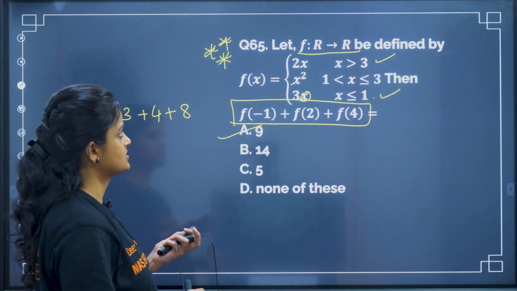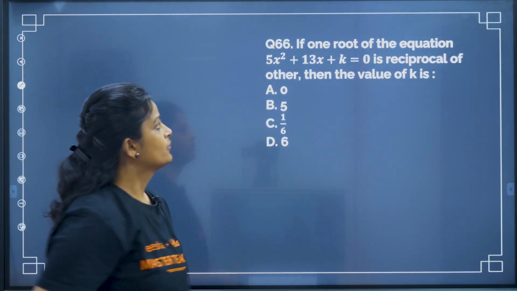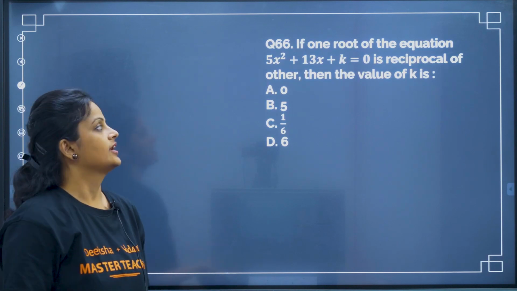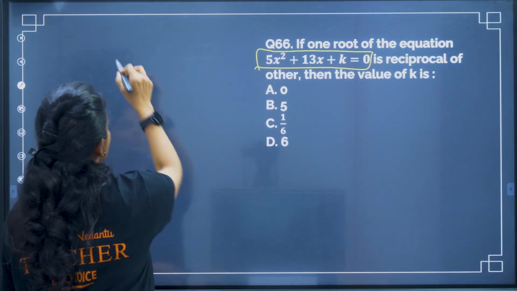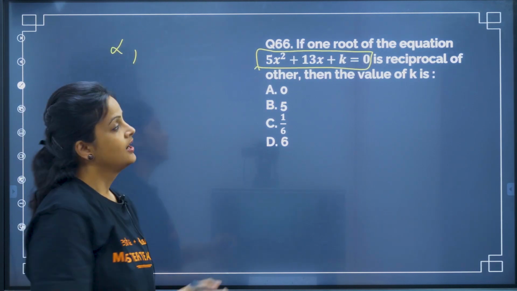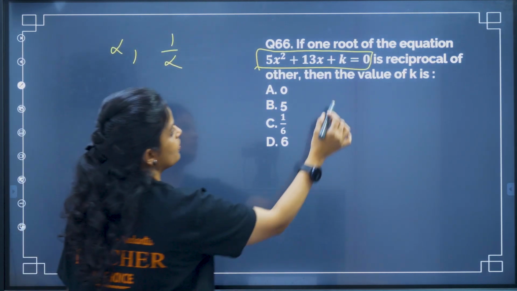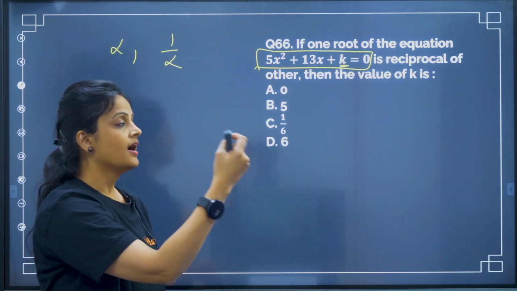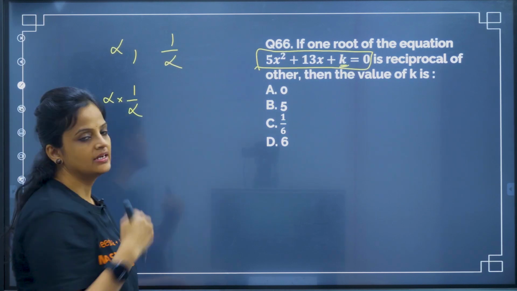Okay, next. 66 question. If one root of the equation is reciprocal of the other root, what is the value of k? Easy one. If one root I take it as alpha, other root I'll take it as 1 by alpha. If I want the value of k, k is sitting as a constant, and I'll take the product of the roots because I need that k.